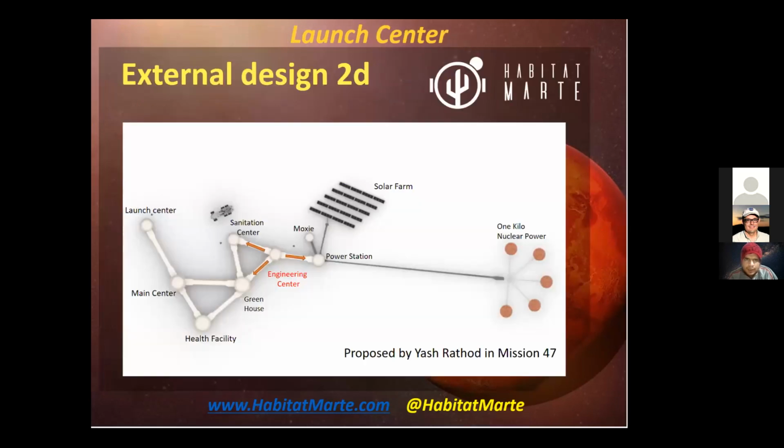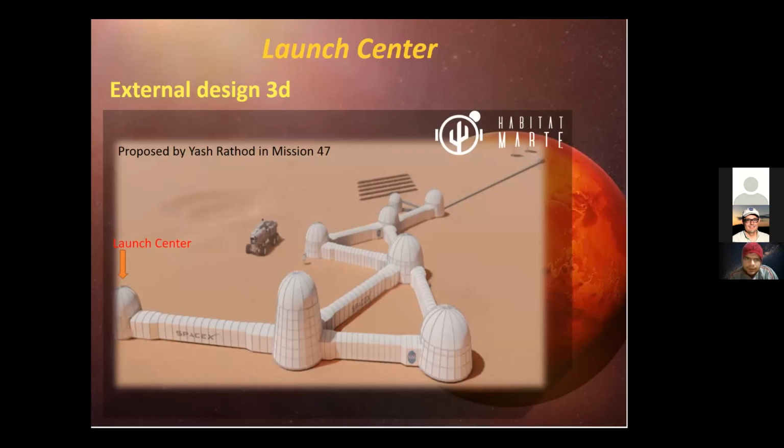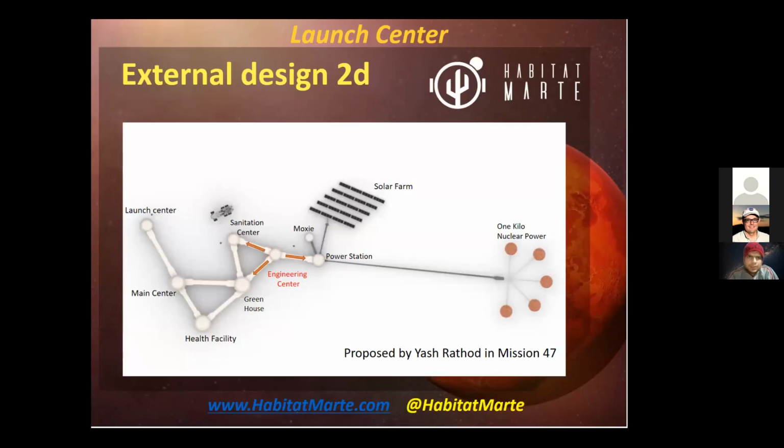Starting with the external 2D design of our module of our space habitat. I guess this was a schema designed by one of our earlier colleagues in Mission 47, Yash Rathod, if I remember, and he designed this 2D and 3D model where we can see how all these modules are connected to each other.